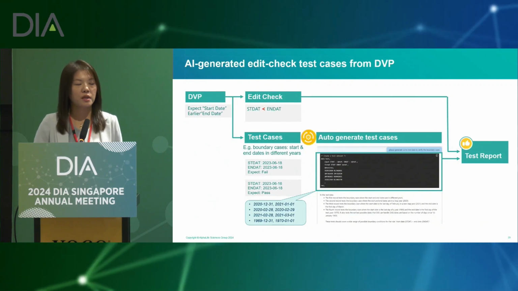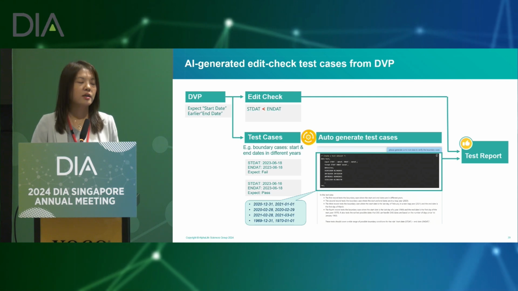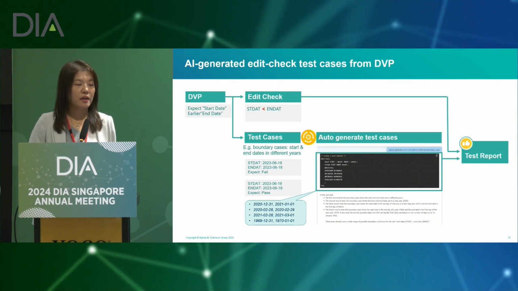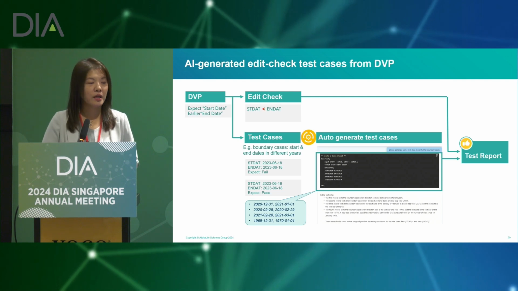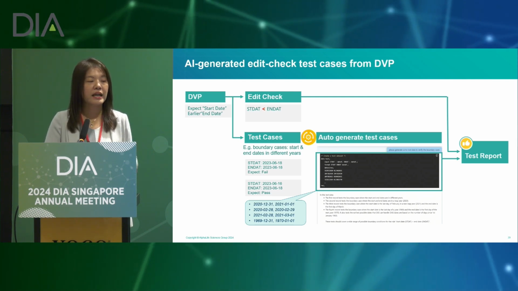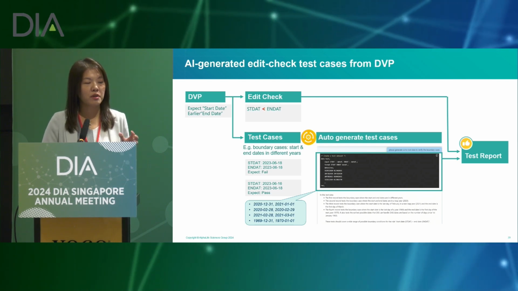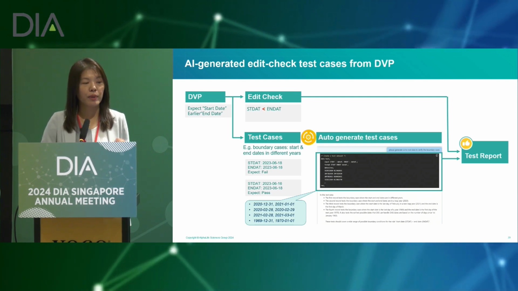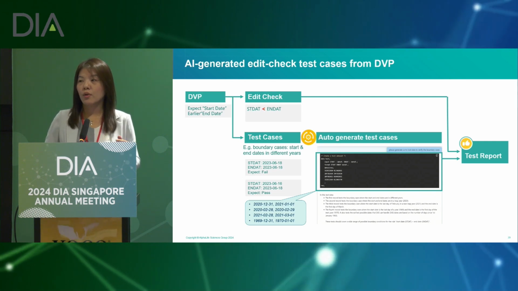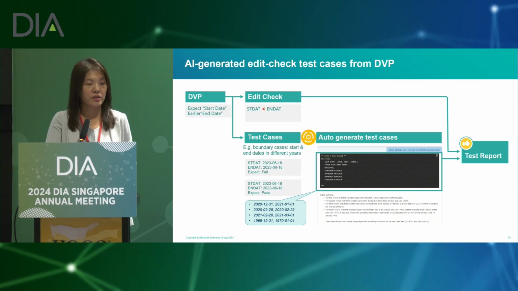So about the DVP, data validation plan, let's take a very simple example. In an edit check, we want the start date to be before the end date. Manually or traditionally, our end users have to come up with these cases to cover the dynamic dates. However, when we utilize the AI to generate these cases, we can cover the boundary values. Let's say the start and end dates are in different years, or it covers a leap year, we can take all that into consideration.